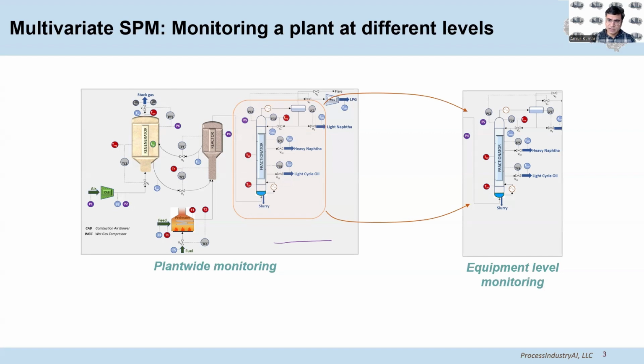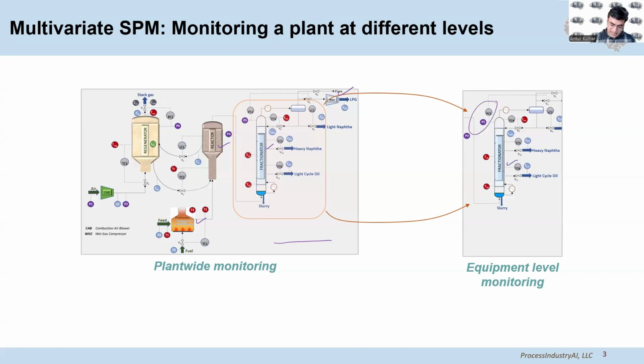As we can see, there are several equipment or unit operations involved here, such as a reactor, distillation column, furnace, compressor, and so on. Now, if you are a process engineer responsible for this particular unit, you may be interested in knowing if this process as a whole is behaving normally or not. Or maybe you are interested in analyzing the operation of a single equipment. Maybe, let's say, this distillation column.